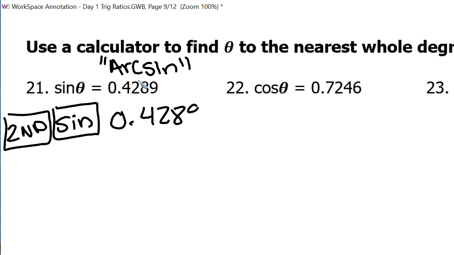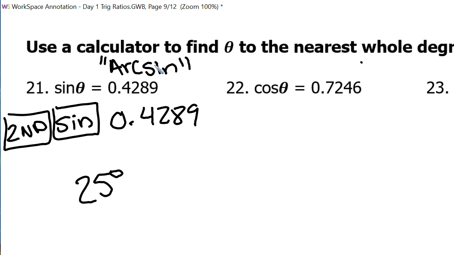Let's see, so second sine, and then type in 0.4289. I'm going to close the parenthesis. And they said to round to the nearest whole degree. So right now I have 25.39777 degrees. Rounded to the nearest whole degree, would that round up or stay the same? Stays the same. So for number 21, the answer is 25 degrees. So make sure you round the way that they said. So they wanted to the nearest whole degree.